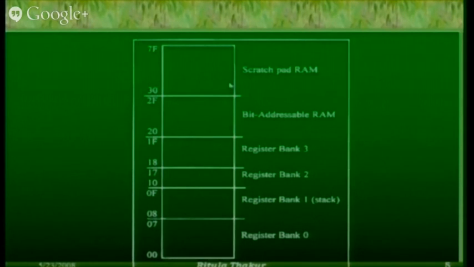See, the total 128 bytes of on-chip RAM, as I told you, out of which a total of 32 bytes are kept aside for the register banks. Register banks के लिए there are 4 register banks, R0 to R7.